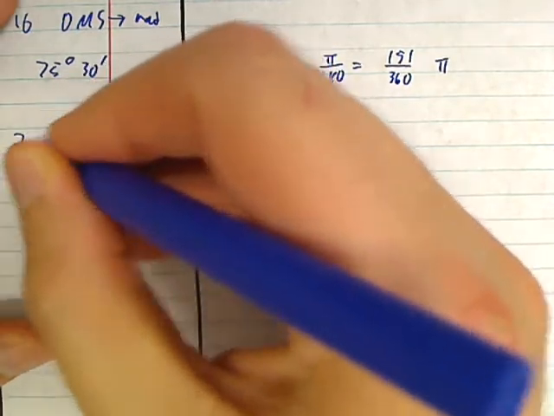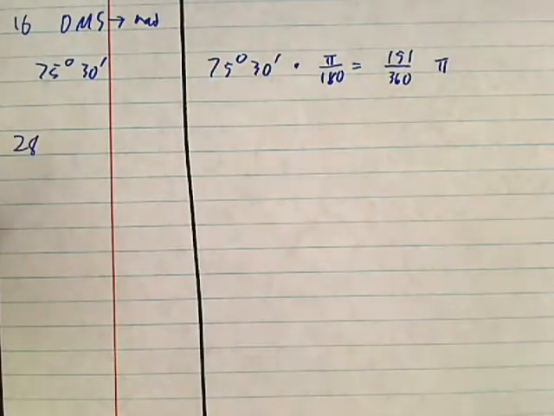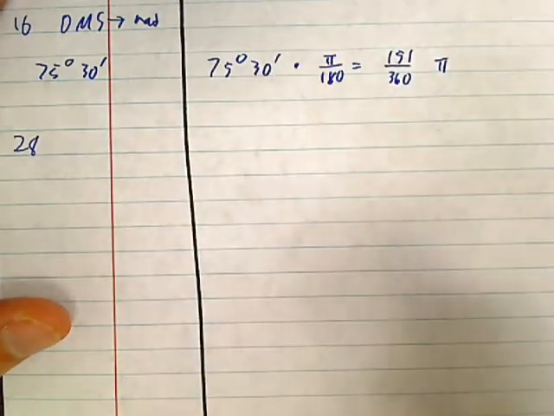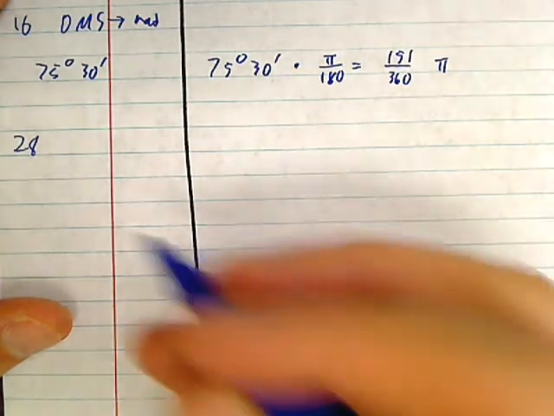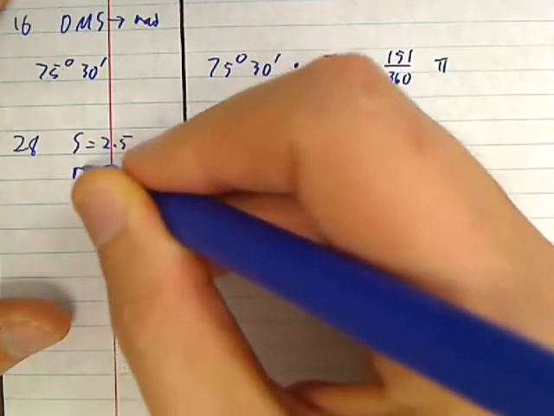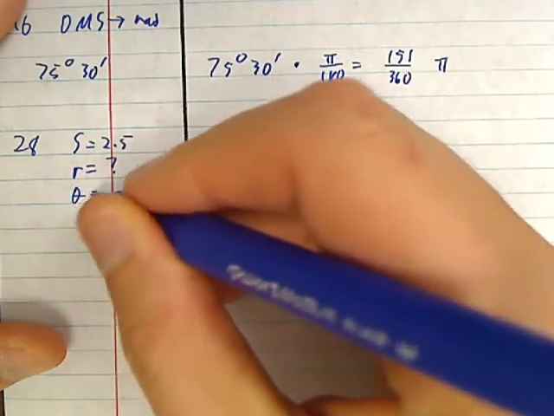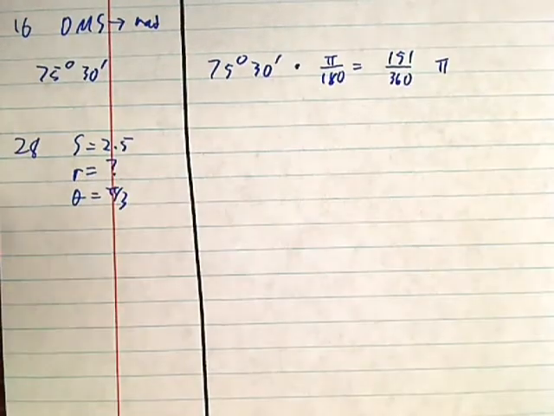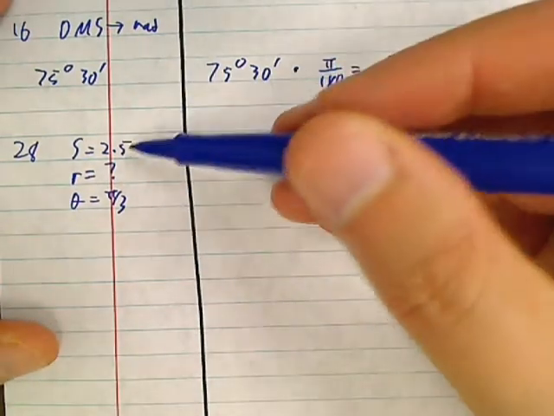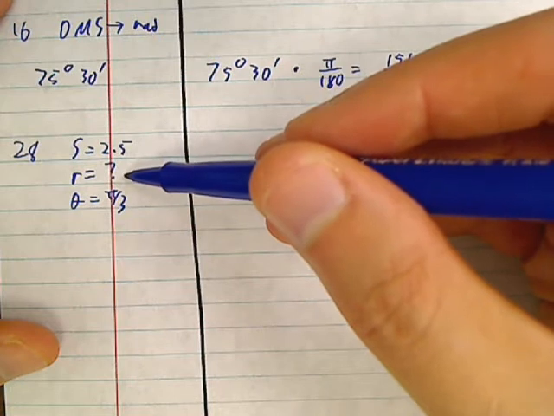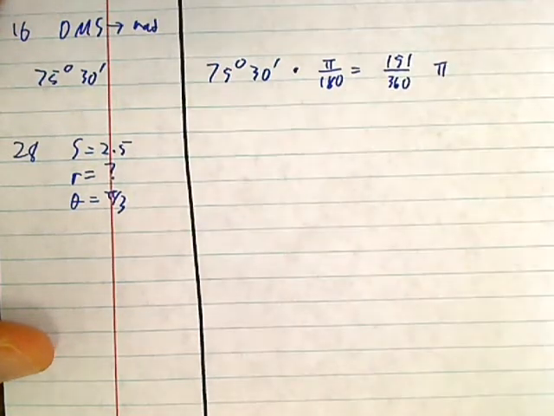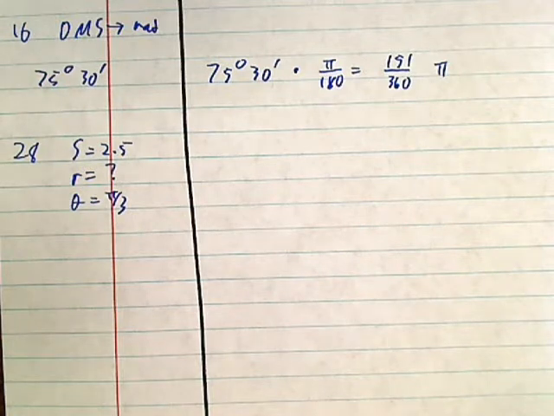Let's try 28. And 28 says, use the appropriate arc length formula. So for 28, S is 2.5, R equals question mark, and theta is pi over 3. So use the appropriate formula to find, I guess here we're going to solve for the radius. The arc length is 2.5, the radius is unknown, the angle is pi over 3. Let's go ahead and try that out.